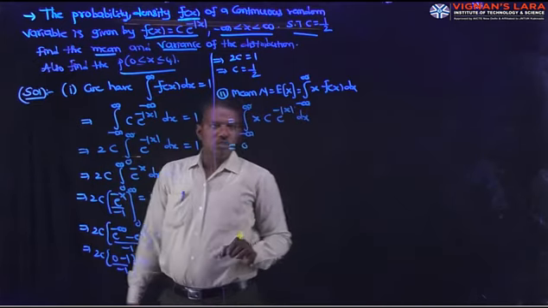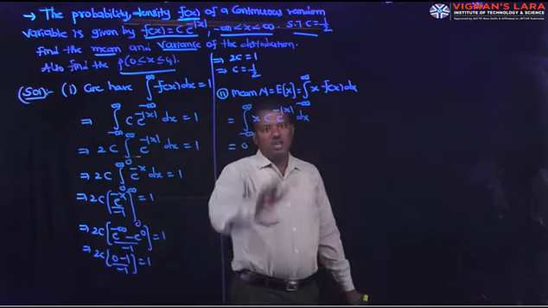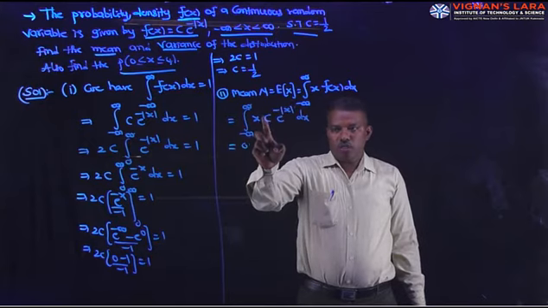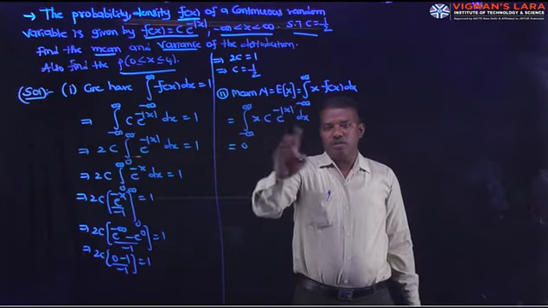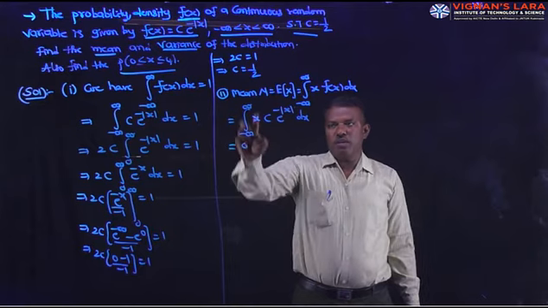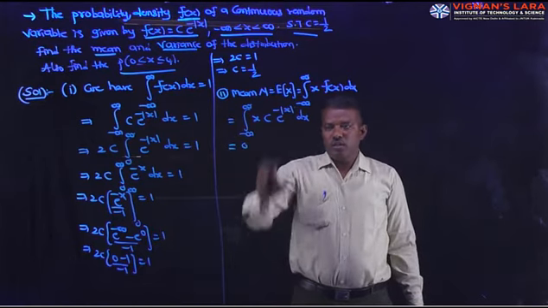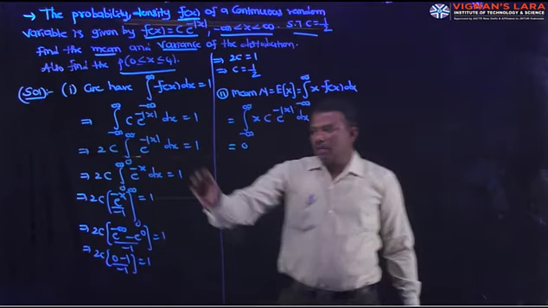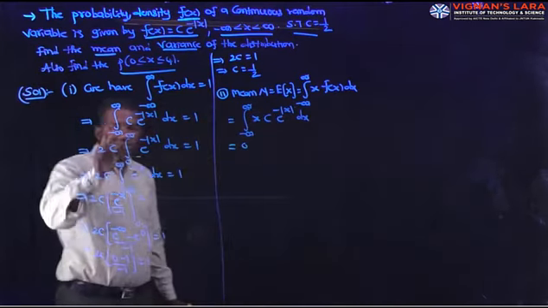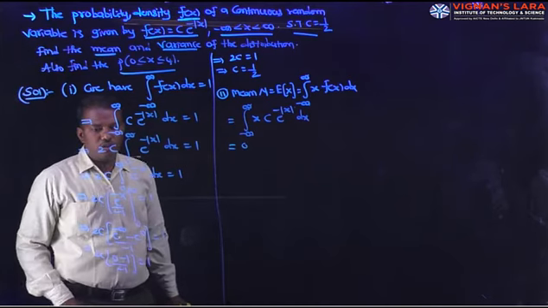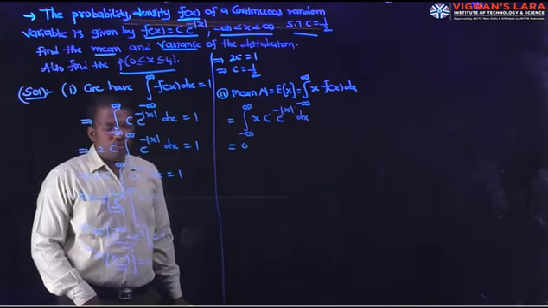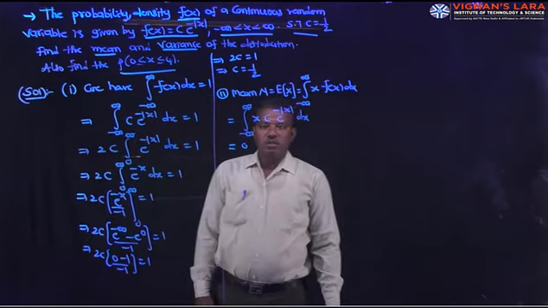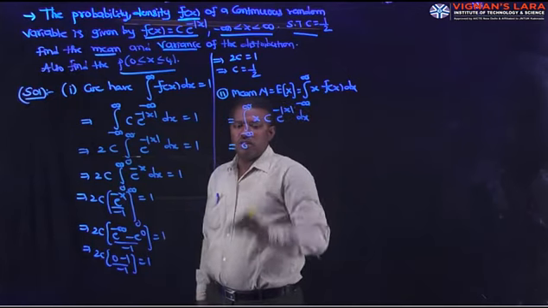The reason is e power minus mod x is an even function, x is an odd function, and so the product is an odd function. Odd into even is again an odd function. So in between minus infinity to infinity, the integration value is 0 whenever the integrand is an odd function. If the integrand is an even function, it can be written as 2 into 0 to infinity. Here the integrand is an odd function, so the integration value is 0.